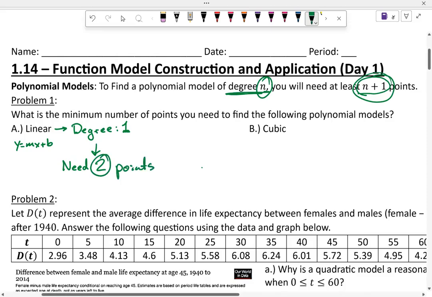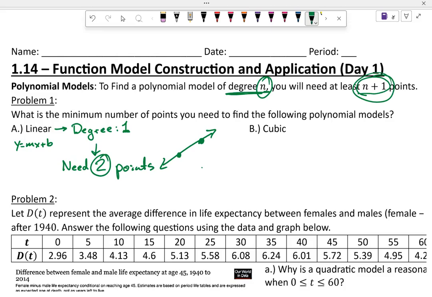Let's think about that. If I have 2 distinct points, can I create a line through that? Yeah, I can. I can say, hey, there's a linear equation through those 2 points. We've done that before in previous classes where we said, here's 2 points, find the equation of a line through the 2 points. That's what we're doing. We're finding a linear model given 2 points.